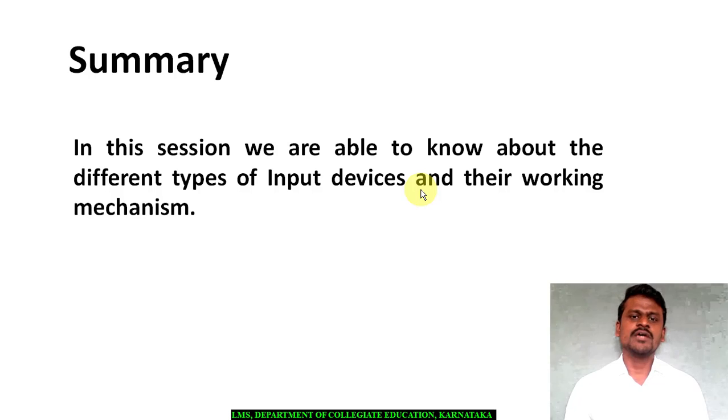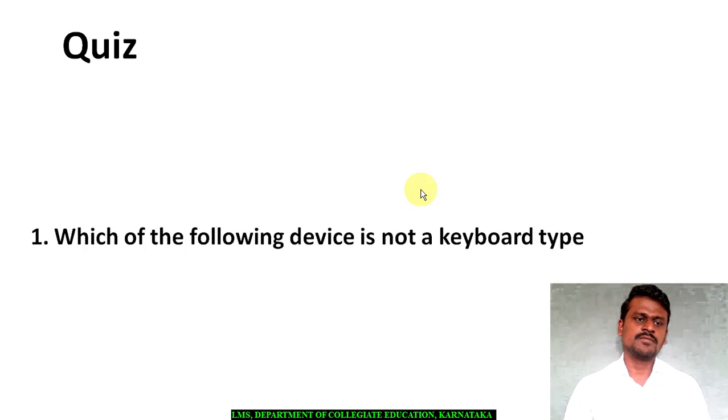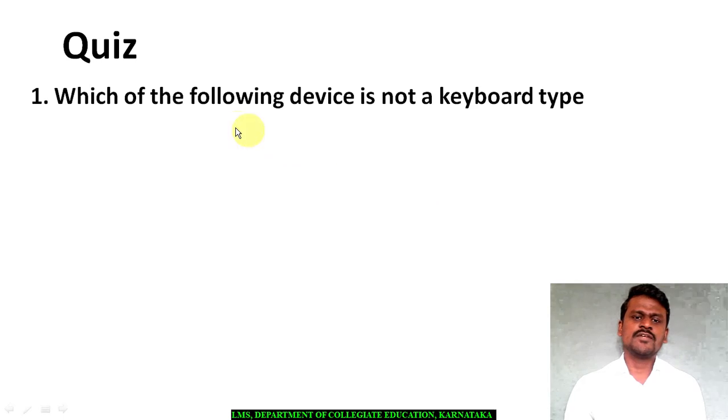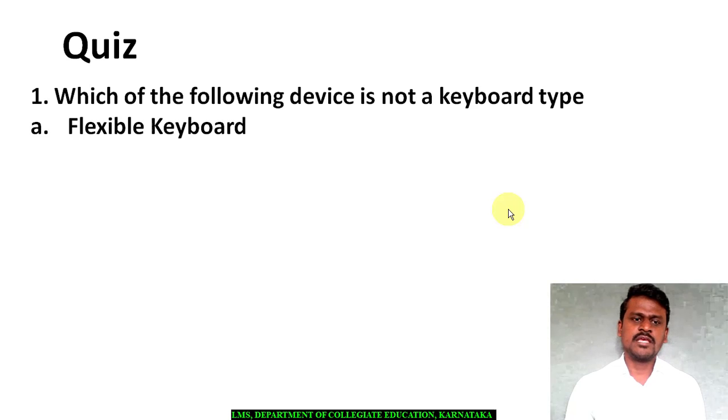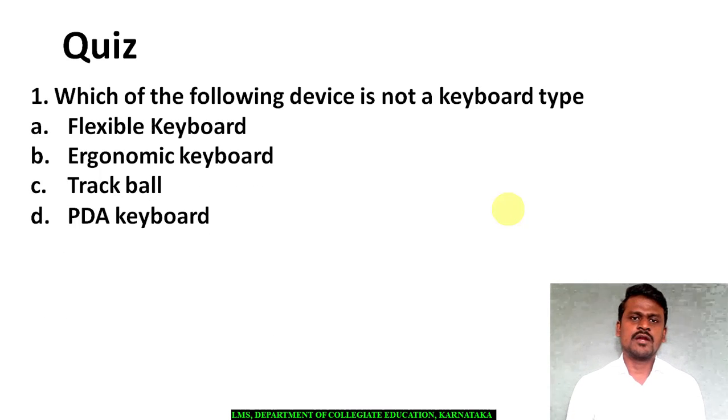Now we will move on to the quiz section. So first question: which of the following devices is not a keyboard type? First one, flexible keyboard. Second one, ergonomic keyboard. Third one, trackball. Fourth one, PDA keyboard. Any guesses? Question is, which of the following devices is not a keyboard type? Answer is trackball, right?